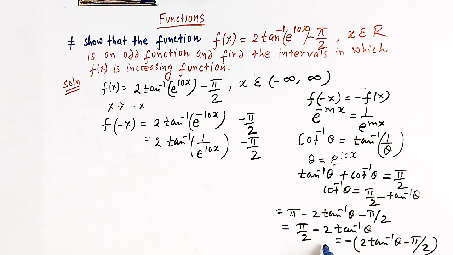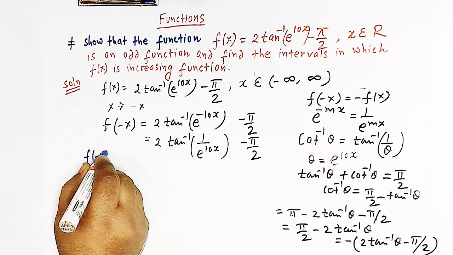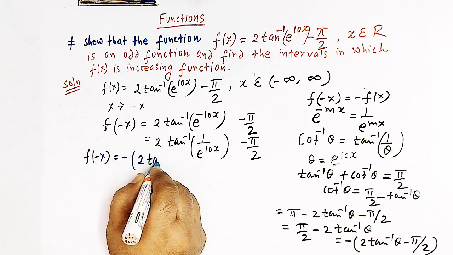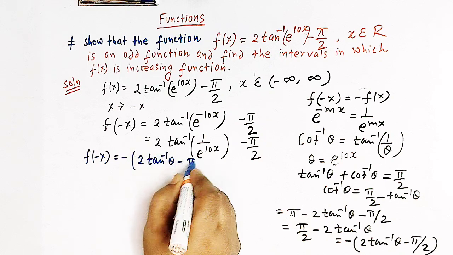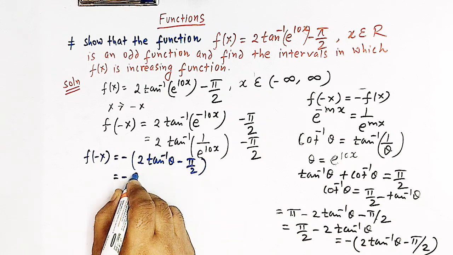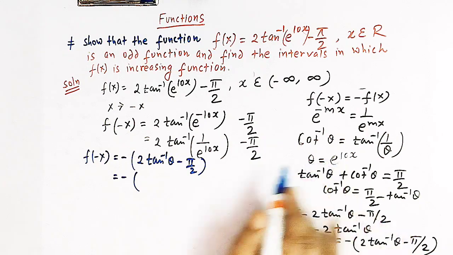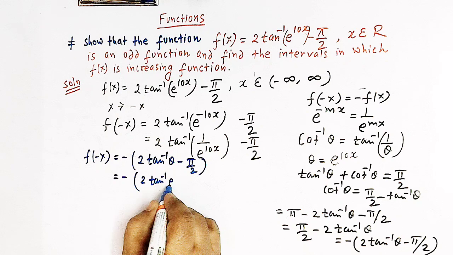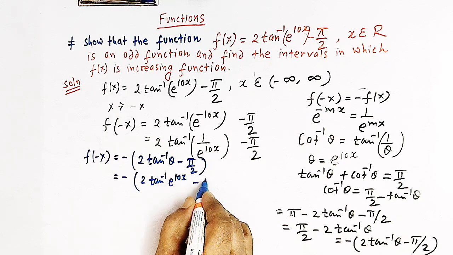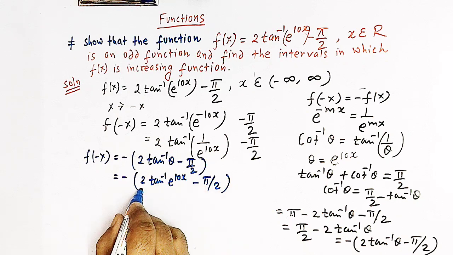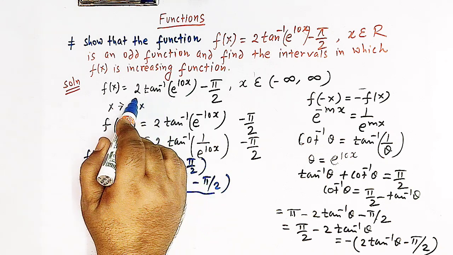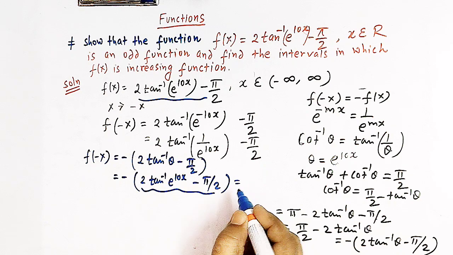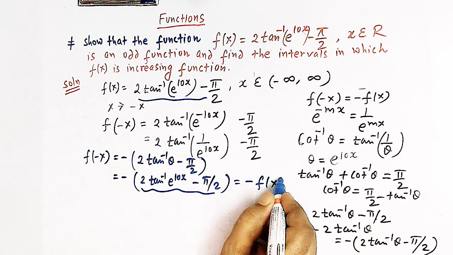So now we have f of minus x is equal to negative of 2 times tan inverse theta minus pi by 2, and if we now replace theta by e raised to 10x, we have 2 times tan inverse e raised to 10x minus pi by 2, and this expression is equal to our original function, that is f of x. So we have a minus f of x, right?